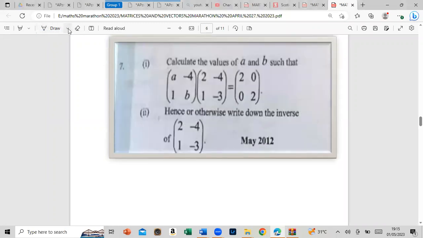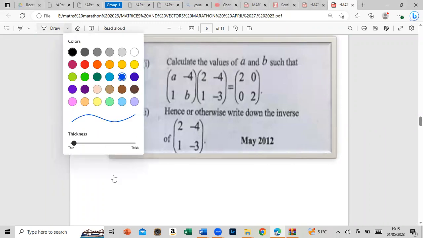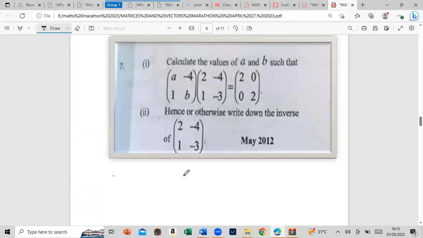Let me change this to blue now, guys. Come on to black. No black. All right, so let's go.